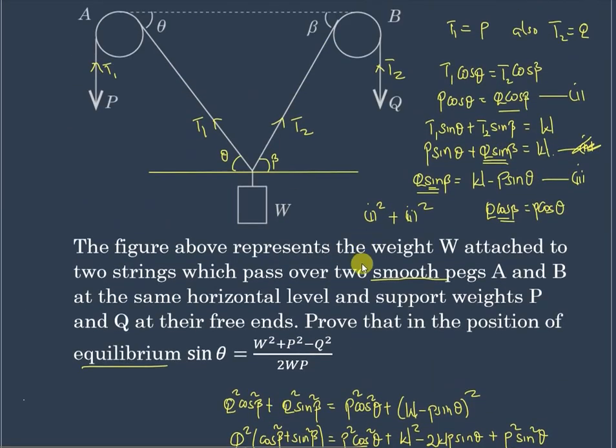Result of forces acting on the weight. Then at this point the pegs are smooth. Tension in here is the same as tension there. Tension here is the same as tension there. That is what we have there.